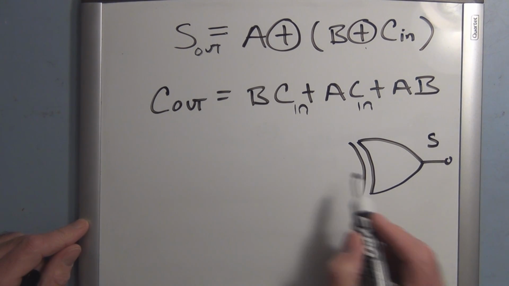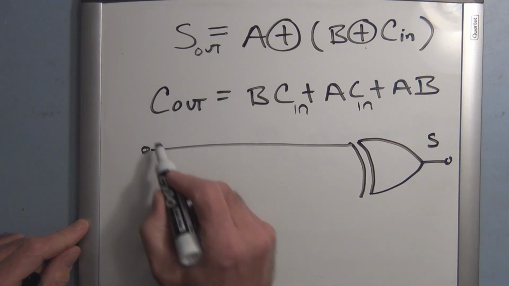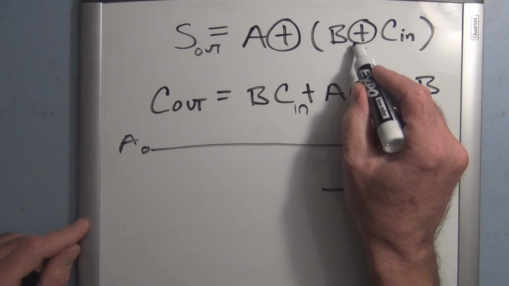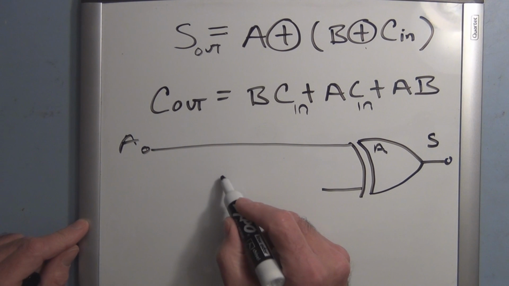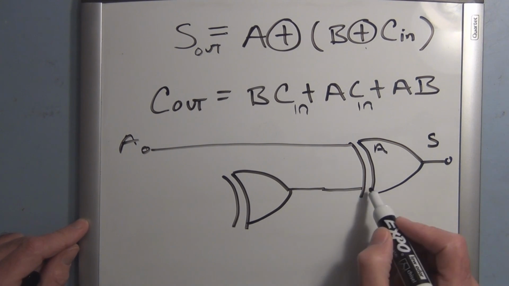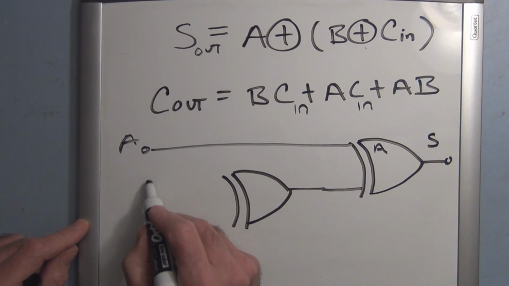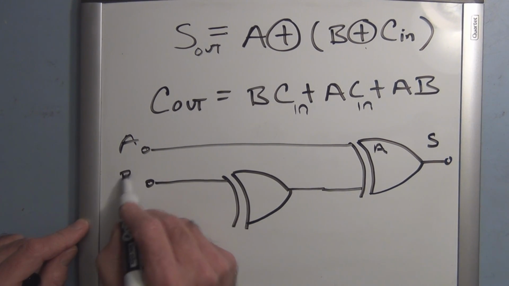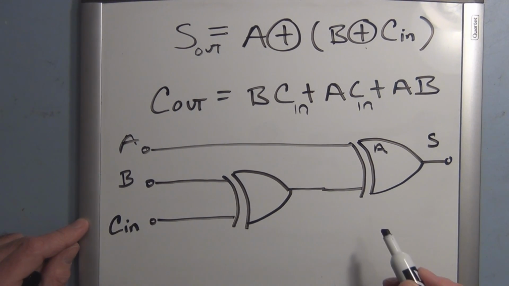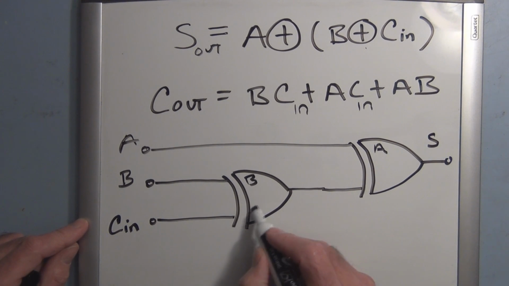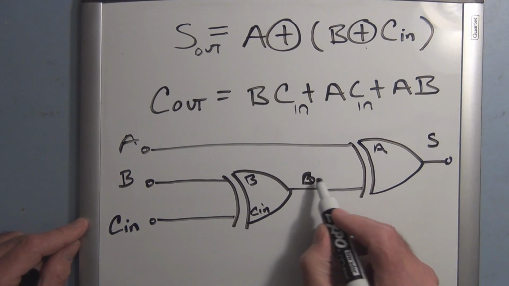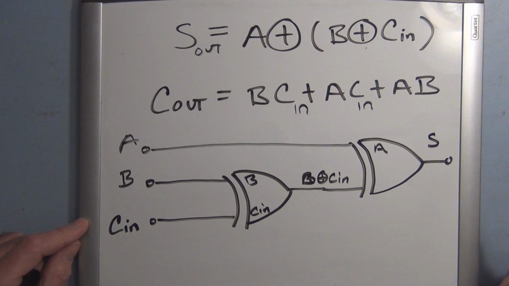That's the S output. We're going to have an A input, and the other input is the other exclusive OR gate. So we have another exclusive OR gate that feeds this exclusive OR gate, and this input here is B, and this input here is Cn. So this is B, this is Cn, and this is B exclusive OR Cn.